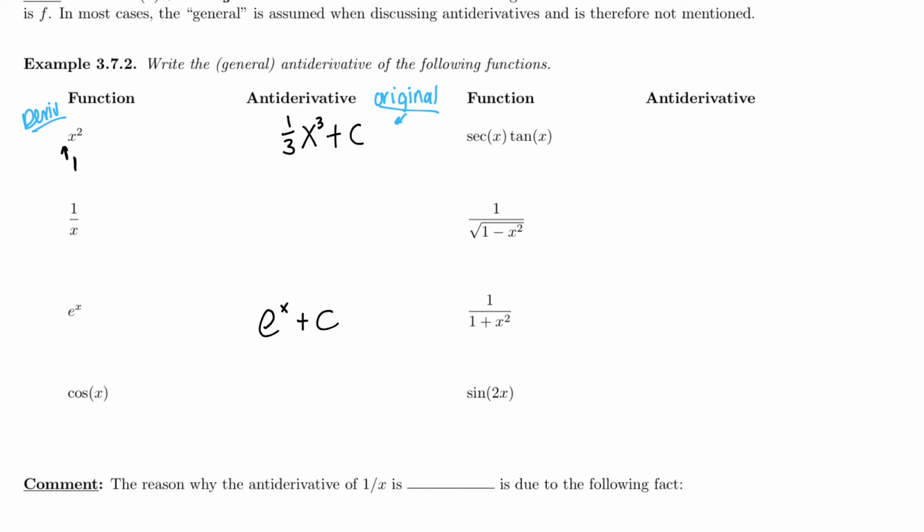I'm going to skip this guy for a moment. I'll come back to it. Here, the derivative secant tangent. Once again, these guys over here are the derivatives. These are going to be the original functions. If the derivative is secant tangent, the trig function that gives us that derivative is secant. Secant's derivative is secant tangent. So secant x plus c is the antiderivative of secant tangent.